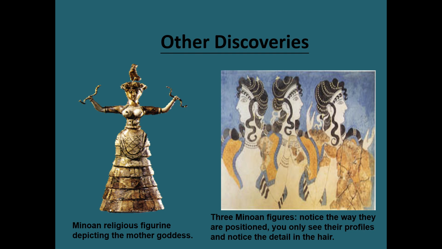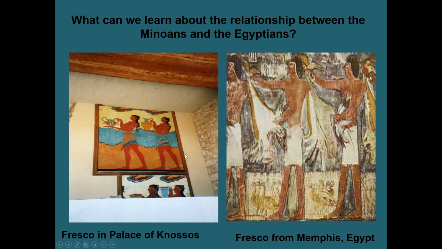Now, here are some of the other discoveries made at the Palace of Knossos. We are able to learn from these slides that the archaeologists unearthed some religious figurines, and we also take note of some Minoan figures. And here is another fresco appearing in the Palace of Knossos, and we may be able to tell some similarities between the Minoan fresco and the fresco appearing in Egypt.